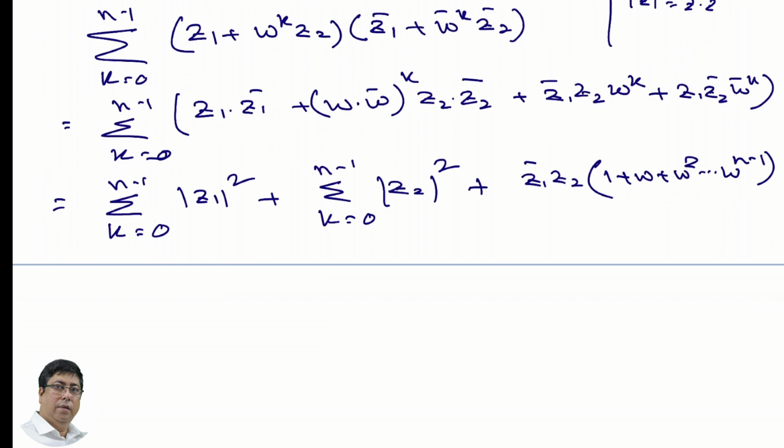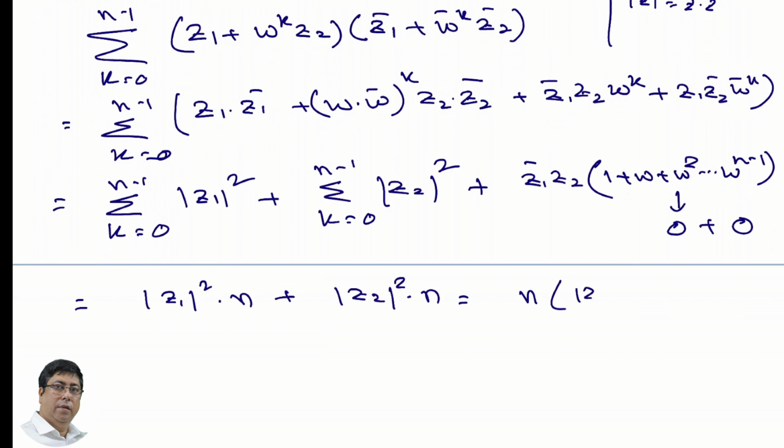In the same way for the last part, the sum of the omega is equal to 0. Therefore the third term is 0 as well as the last term is also 0. Therefore the final answer is mod z1 square into n plus mod z2 square into n, that is n into (mod z1 square plus mod z2 square).